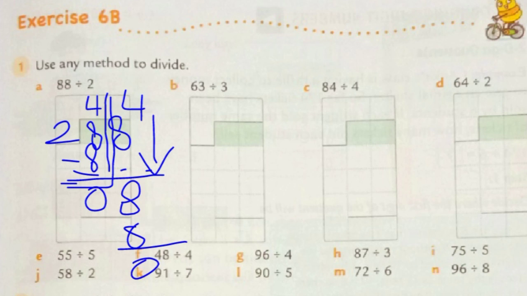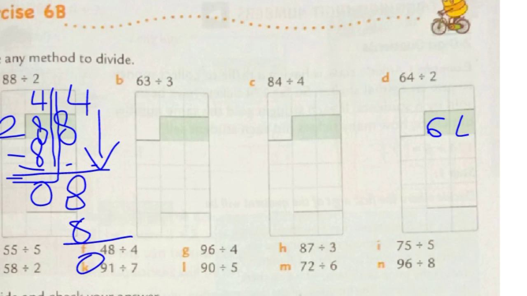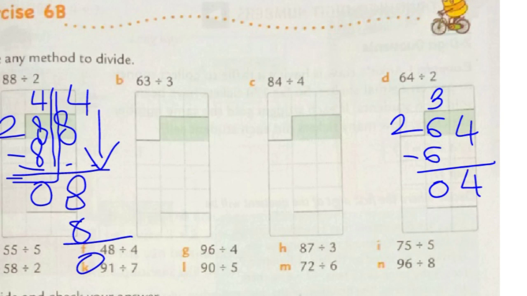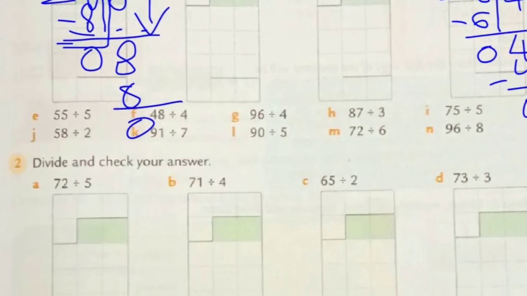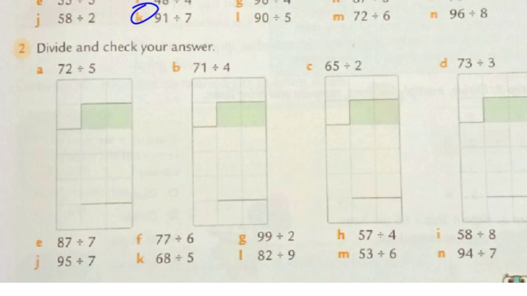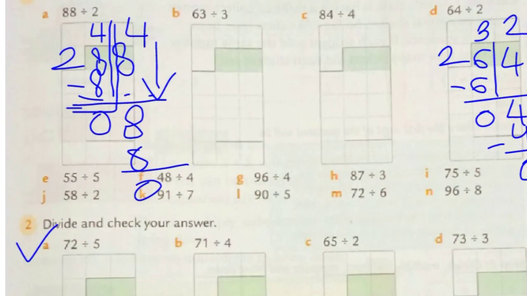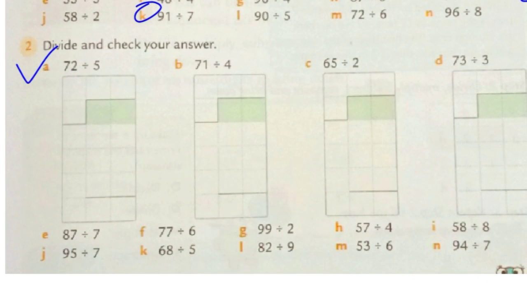Let's do one more question. 64 divided by 2. So 2 3s are 6. It will be 0. Then 4 will come down. And 2 2s are 4. Got it? So you have to do these divisions like this only. Here you have to check. It means the same division you have to do here. Just check your answers with the formula.